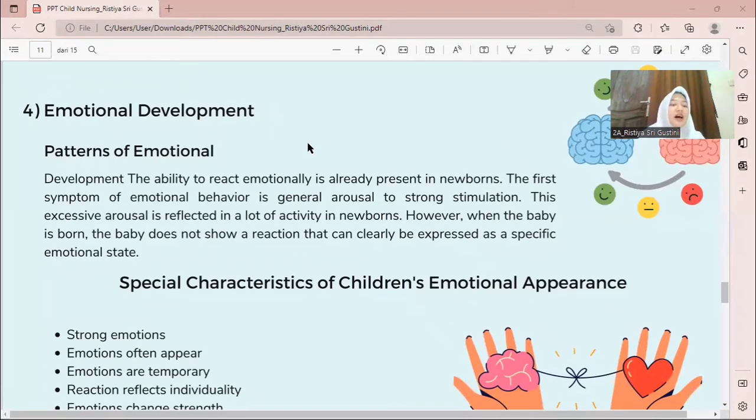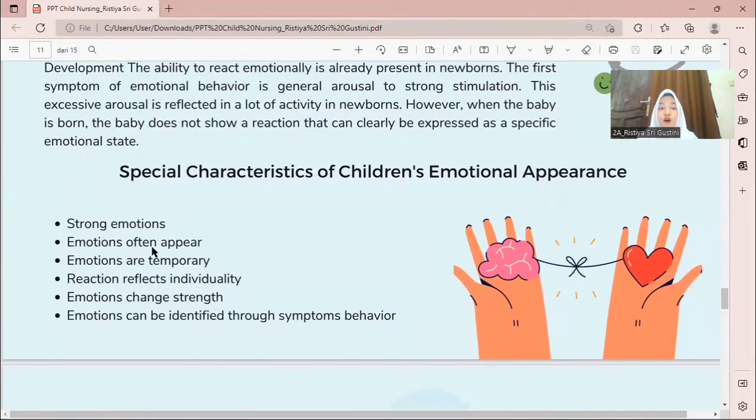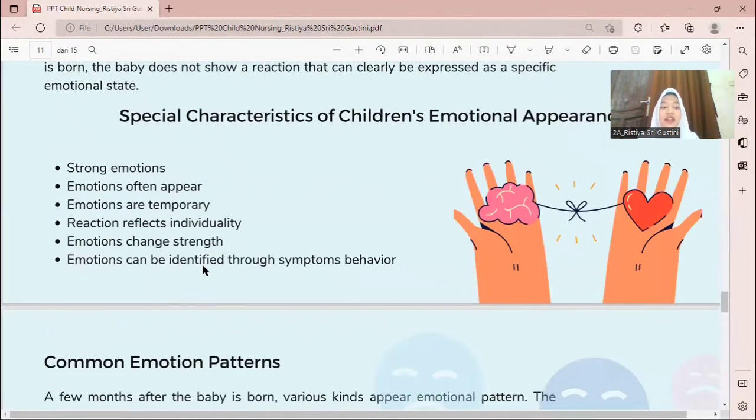Okay, these are the special characteristics of children's emotional experience. First, strong emotion. Two, emotions often appear. Three, emotions are temporary. Four, actions reflect individuality. Five, emotions can be strengthened. And last, emotion can be identified through symptomatic behavior.